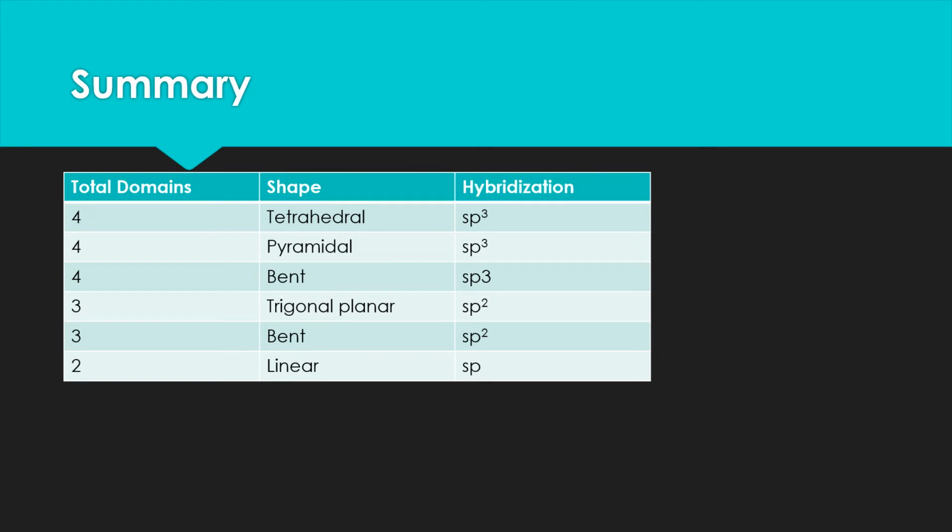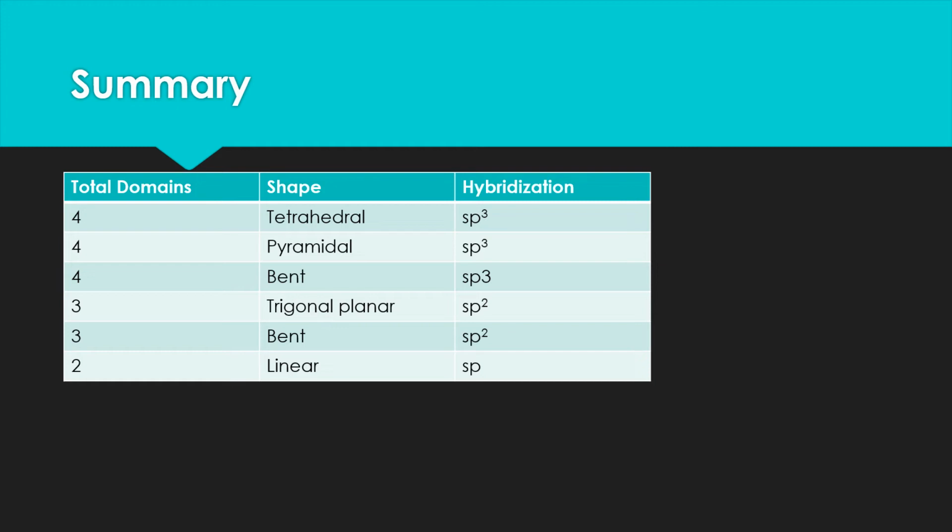Here's a summary of what we looked at. So if we have 4 total domains, it will have a shape that's either tetrahedral, pyramidal, or bent, and all of those will be sp3 hybridized or have sp3 hybrid orbitals. Something with 3 total electron domains, either trigonal planar or that other bent shape that only has 1 lone pair, then it will be sp2 hybridized. And if there's 2 total domains, it will be linear and it will be sp hybridized.